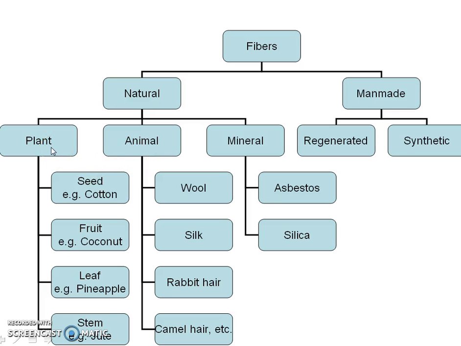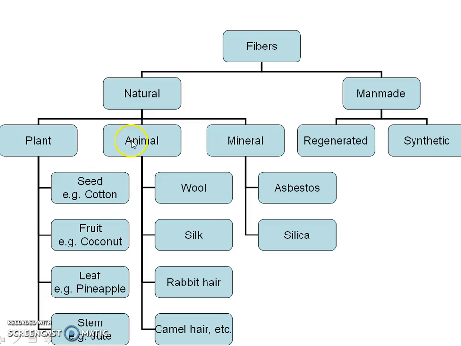The plant fibers are further classified depending upon the part of the plant from which they are obtained, such as seed, fruit, leaf, and stem. The fiber obtained from seeds is the cotton fiber. Coir is a fruit fiber which is obtained from the covering of a coconut. The leaf pineapple is an example of leaf fiber. Jute is obtained from the stem of a plant.